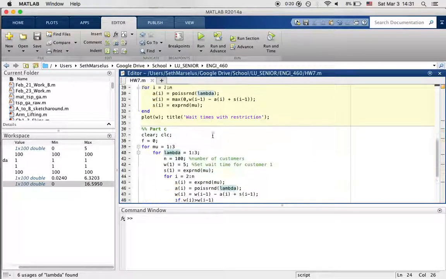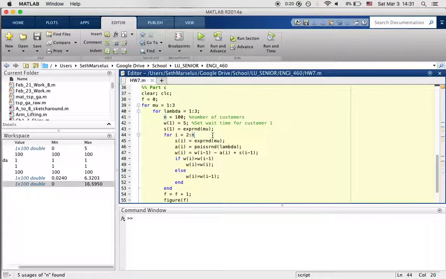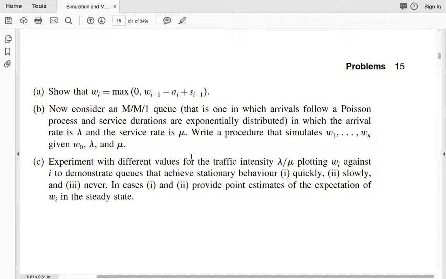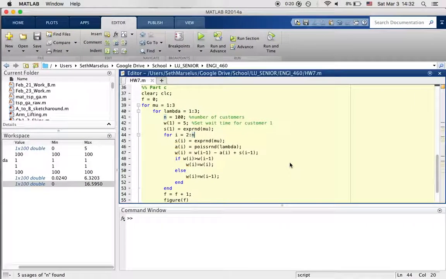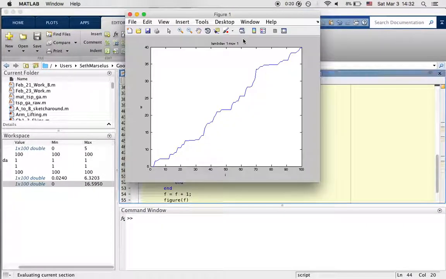And now moving on to part C. We will be looking at some different plots of W and providing some estimates of the expectation, seeing what happens as mu and lambda change, both our inter-arrival time average as well as our average service time. And we'll look at some of those plots.